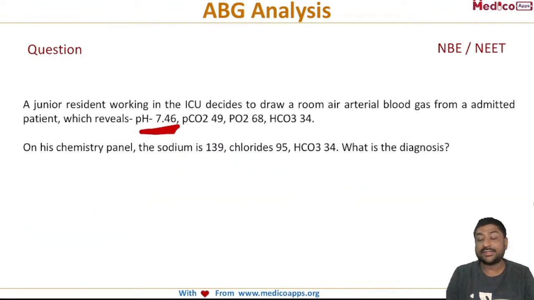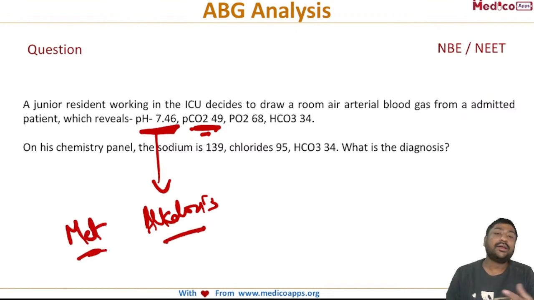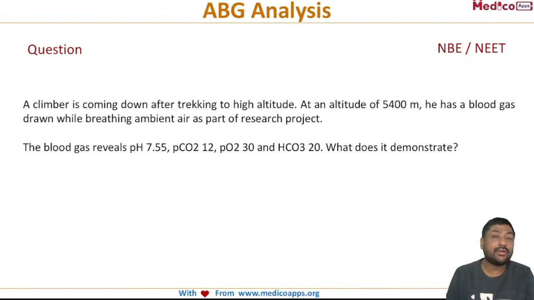Okay, let's look at this. Again, pH is 7.46, so it is a clear-cut case of alkalosis. Let's look at the PCO2. PCO2 is 49, so PCO2 is increased. If it was decreased, it was respiratory. If it is increased or normal, it is metabolic. So metabolic alkalosis, and it is partially compensated, not completely compensated. So you can see you can solve literally any ABG in less than 10 seconds.